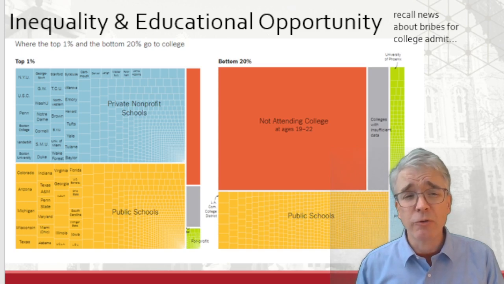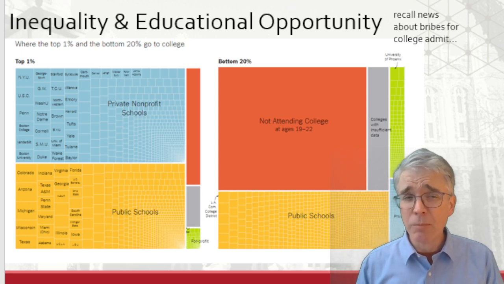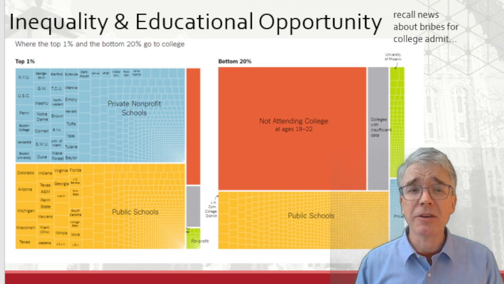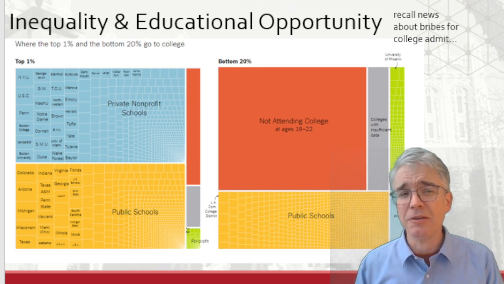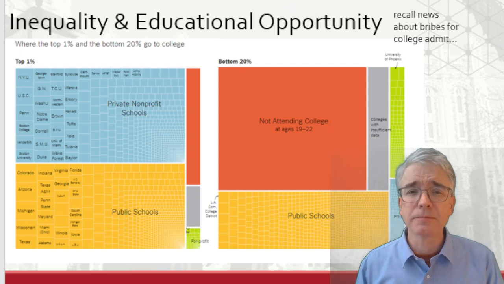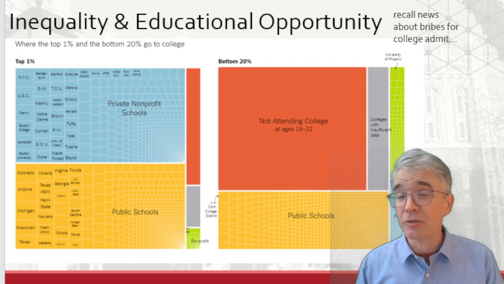This graphic shows two panels. Where the top 1% go to college, that's on the left-hand side, versus where the bottom 20% go. The blue are private nonprofit schools like NYU, USC, Duke, Emory, Harvard, others. Not many blue choices for the bottom 20%.